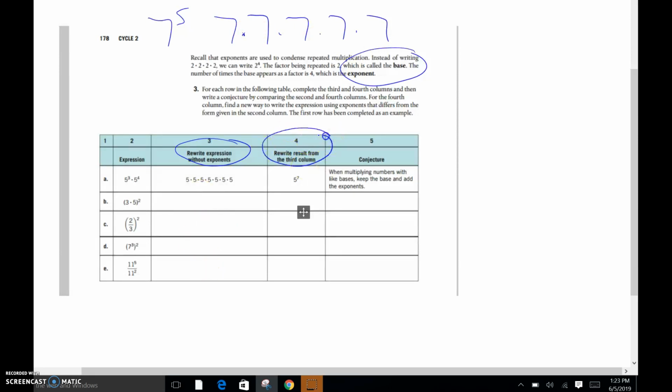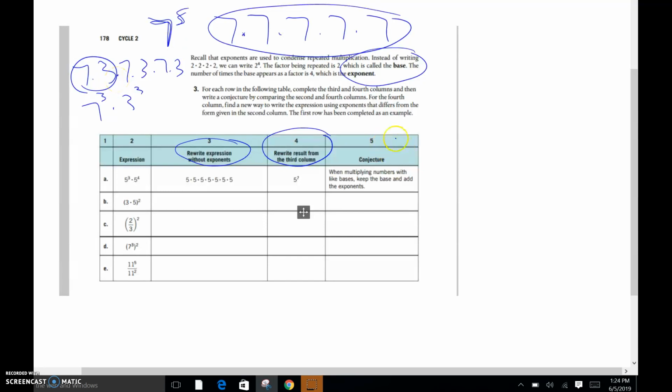And then next, rewrite them with exponents. Again, you can't multiply anything. So if I gave you this, you could write 7 to the 5th, but that's it. If I had 7 times 3, 7 times 3, 7 times 3, I could write 7 to the 3rd power and 3 to the 3rd power, but I couldn't write 21 to the 3rd power. No multiplying. And then I want you to try to figure out a conjecture, which is like a hypothesis or an educated guess. Try to figure out what's going on here.